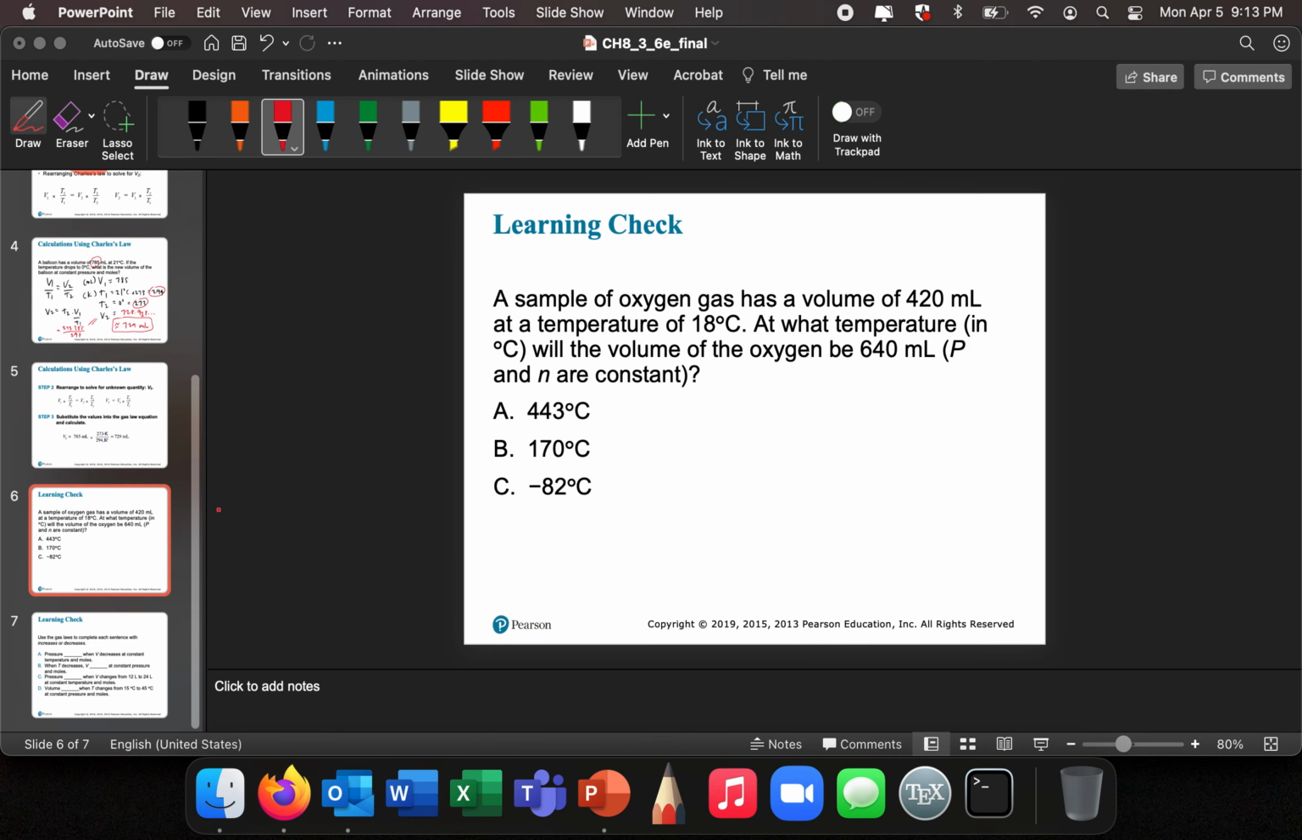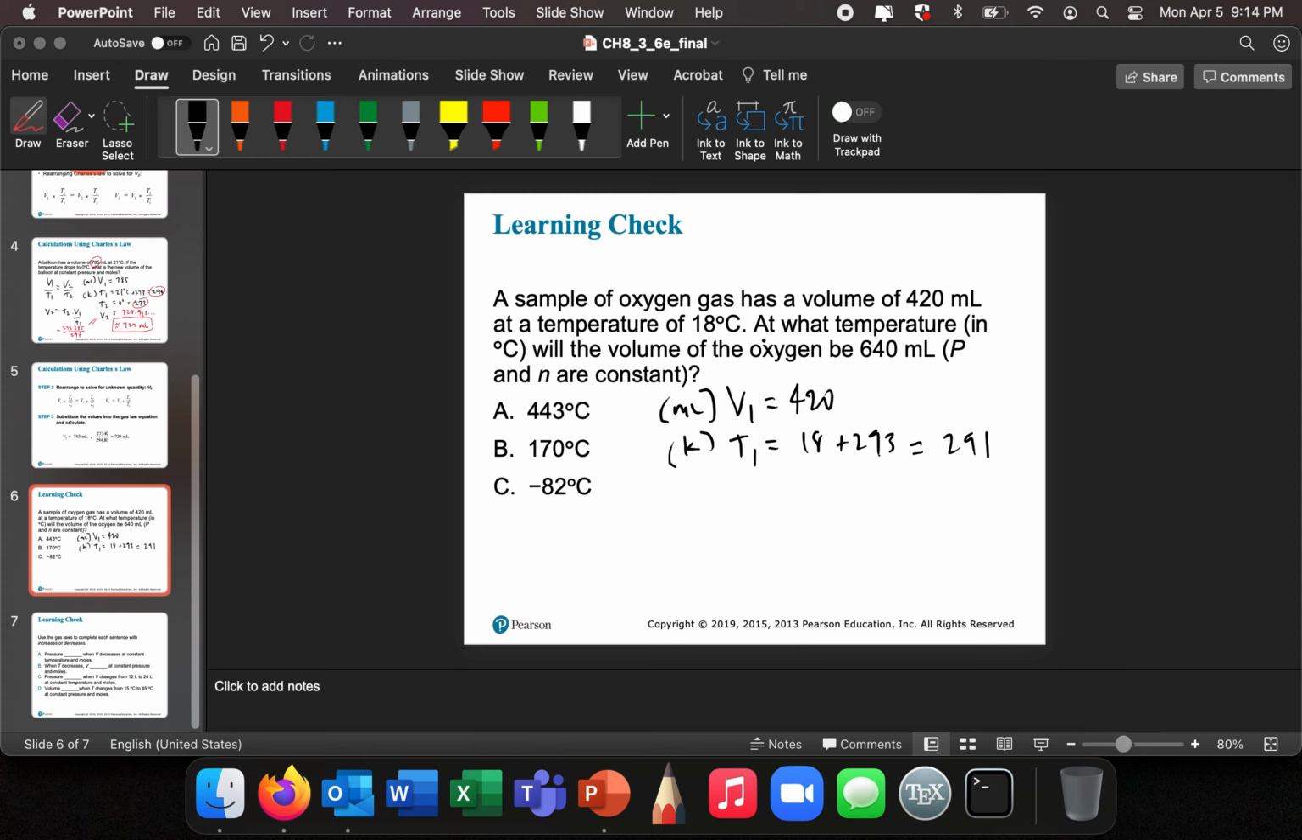So let's do a learning check now. I'm going to encourage you to pause the video here, solve this, and come back and compare your answer to mine. Okay, I'm going to suppose you solved it or paused it. You've got some notes in front of you. That's by far the best way to learn. A sample of oxygen gas has a volume of V is equal to 420 mils at a temperature of 18 degrees Celsius. Temperature plus 273 is equal to 291, right?